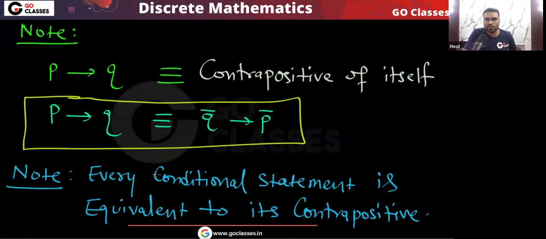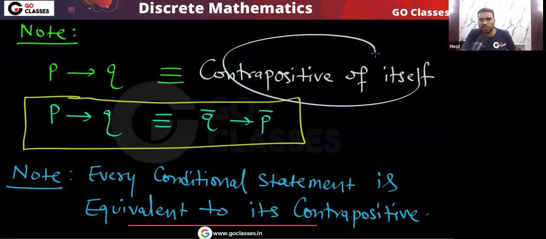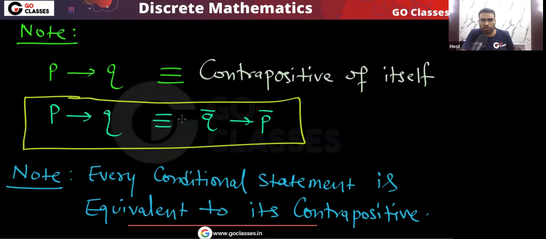Okay, is this clear? Please tell me. So P implies Q is equivalent to its contrapositive. And what is the contrapositive of P implies Q? That is Q bar implies P bar. So every conditional statement is equivalent to its contrapositive.